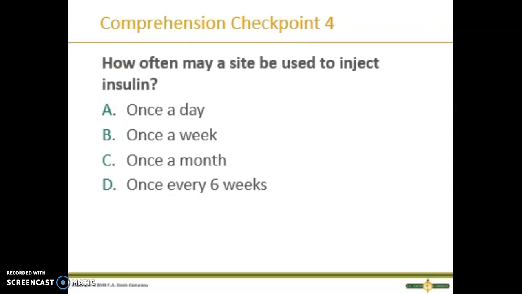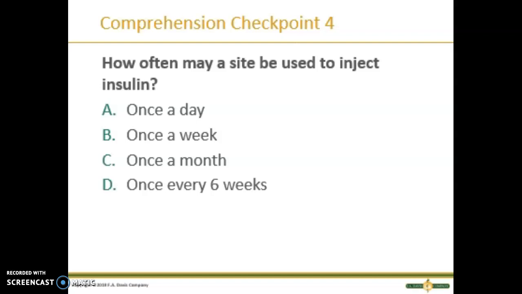Comprehension checkpoint number 4: how often may a site be used to inject? I didn't mention that previously, so we'll go over this. The rule of thumb is that the injection site should be used no more than one time per month, and it should be one inch away from other injection sites.